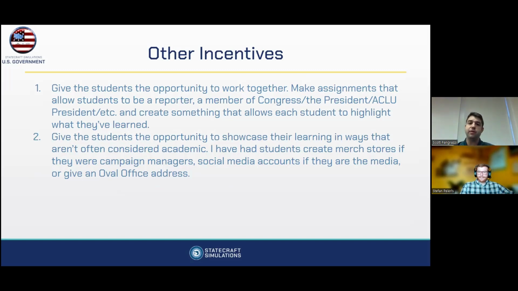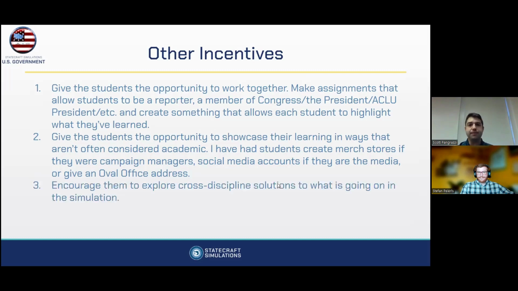And then give students the opportunity to showcase their learning in ways that aren't often considered to be academic. I mentioned this earlier: creating the merch store as the campaign manager, or social media accounts, or giving an Oval Office address. I have students that are really strong performing artists, and they gravitate towards those opportunities when early in the semester we're mostly doing essays, or maybe taking a quiz, or producing a project that doesn't allow them to get into those things.